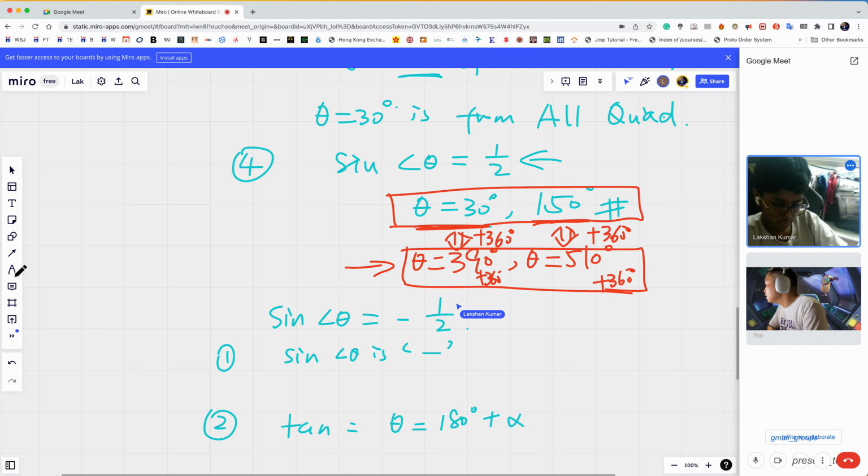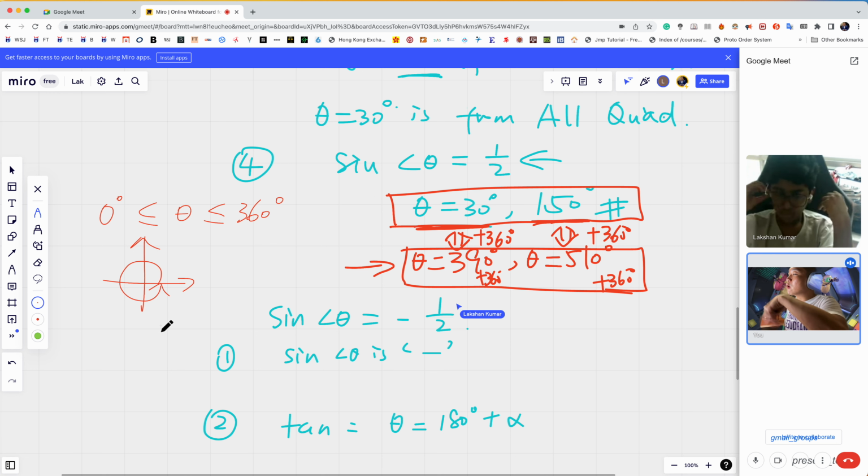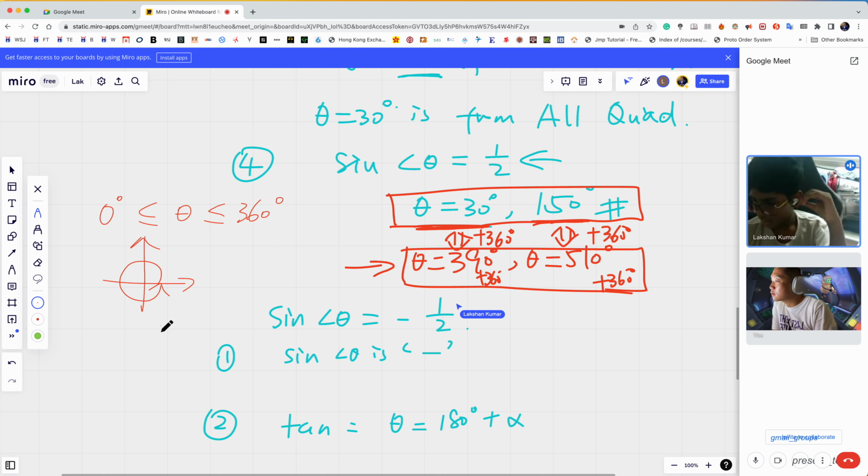So the key why we stop at these two answers is because usually the range given is 0 to 360 degrees. That means, hey guys, I only want to talk about one round. You don't keep going round and round. In the question, you say that theta is more than or equal to 0 and less than or equal to 360. So why do they give you the range? Because they don't want us to go to infinity, so the answer is unlimited. So the range is given to you because if there is no range, then there are infinity answers, right?